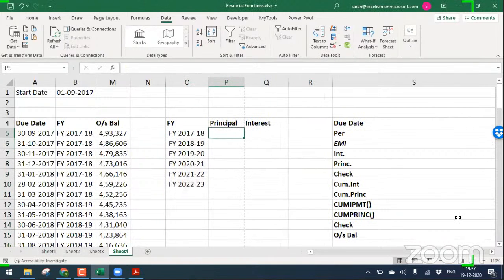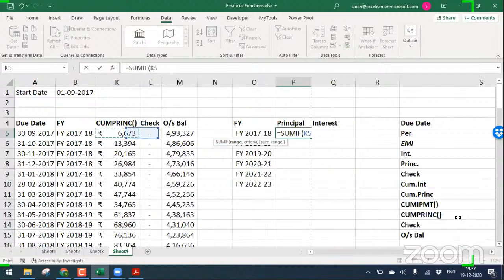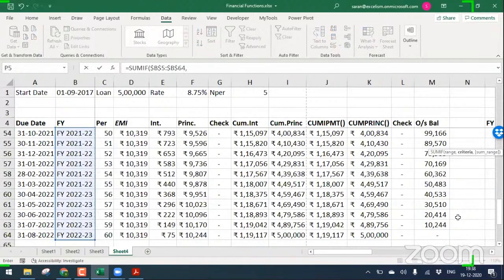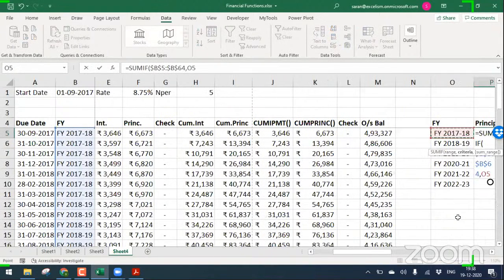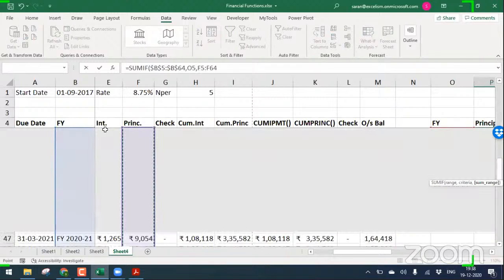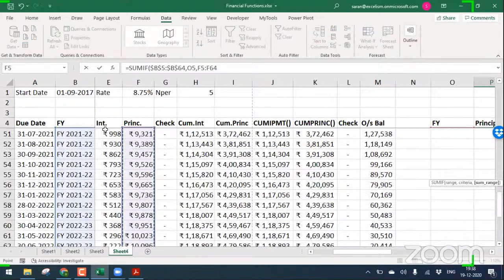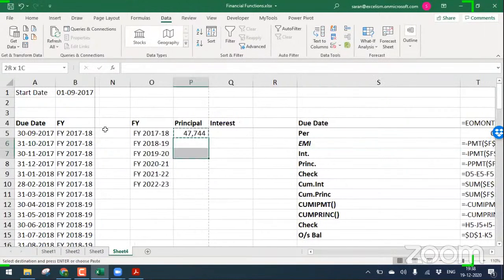Now what I'll be doing? Simple. I can do the SUMIF function. Look into which column? This column. For what? For this value. And get me the total of principal. So this is the one. Close bracket. Enter. So for the financial year 17-18 you paid this is the total amount. This is year on year.